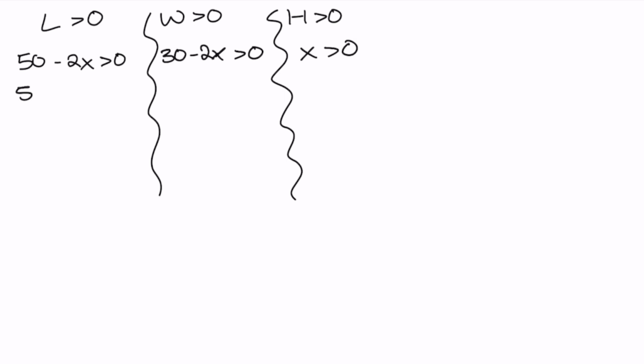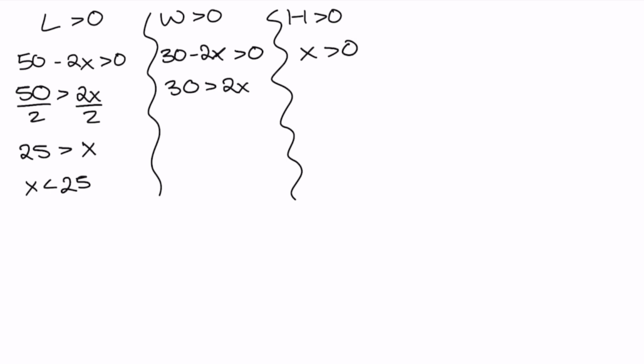So now we have 50 is greater than 2x. We're going to divide by 2 on both sides to isolate x, and we get 25 is greater than x, but it looks nicer when we write it this way. x is less than 25, and that's 25 centimeters. And now we're going to do the width. So 30 is greater than 2x, and divide by 2 on both sides. And now we get 15 is greater than x, but we're going to rewrite that: x is less than 15. And here we already have x is greater than 0. So these are our three criteria.